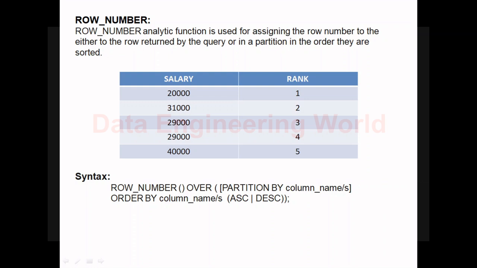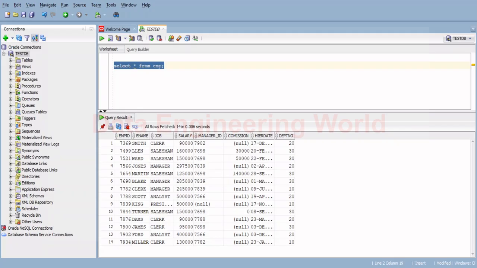Let's switch to SQL Developer and see some examples of using this row number analytical function. So let's calculate the row number of each employee in the table based on the salary column in descending order.